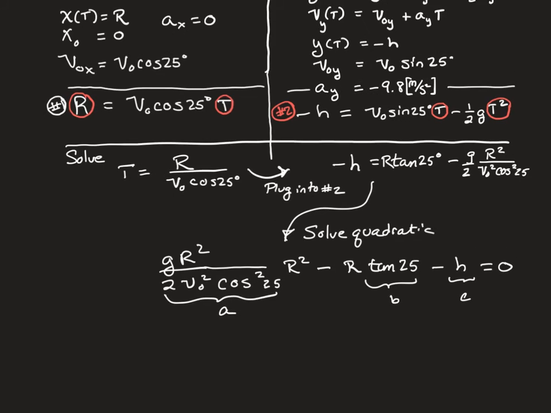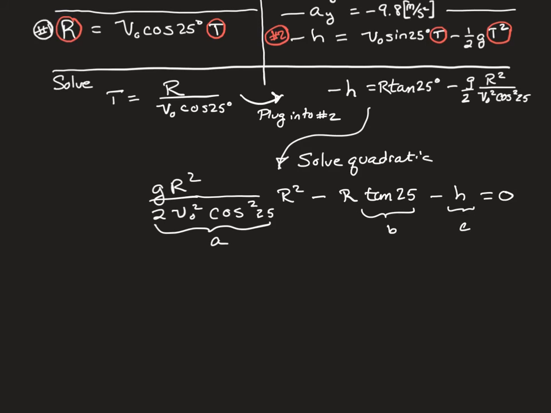So I can now go ahead and use the quadratic formula. So that's going to be r equals minus b plus and minus the square root of b squared minus 4ac all over 2a.